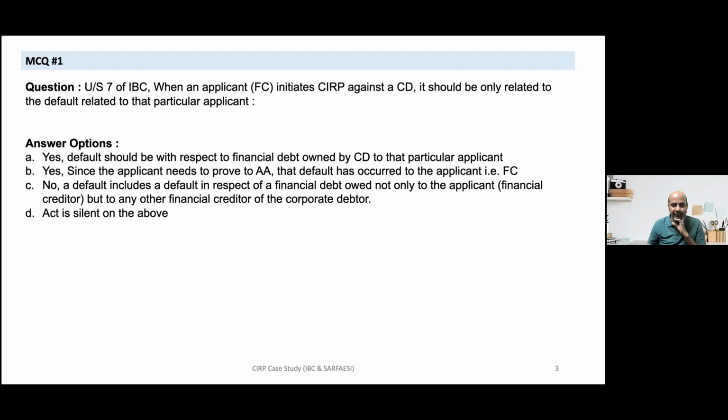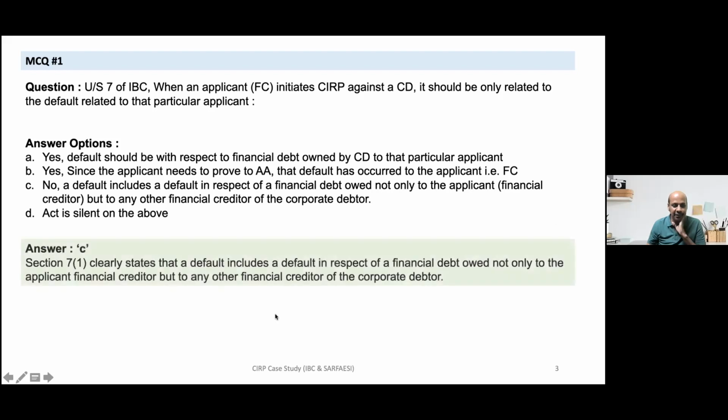I think everybody knows about this answer. So this was very straightforward and simple. The answer is C. Section 7 under section 1 clearly states that the default includes a default in respect of financial debt owed not only to the applicant financial creditor, but to any other financial creditor of the corporate debtor. So we'll move on to the next slide then.